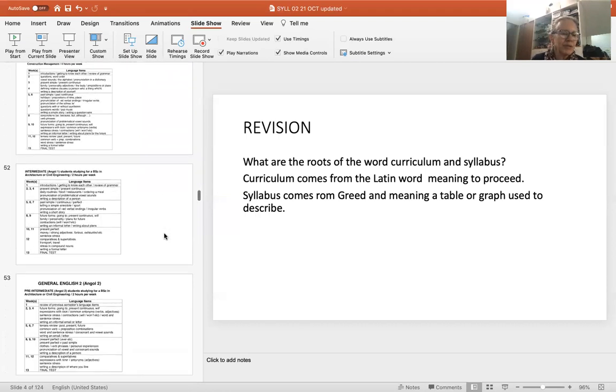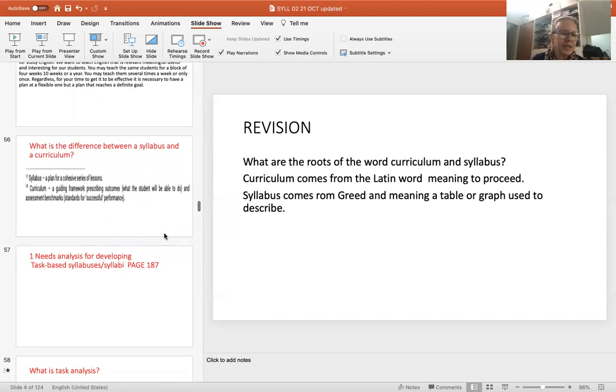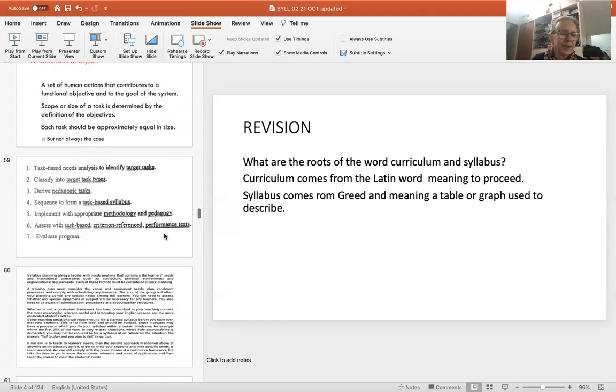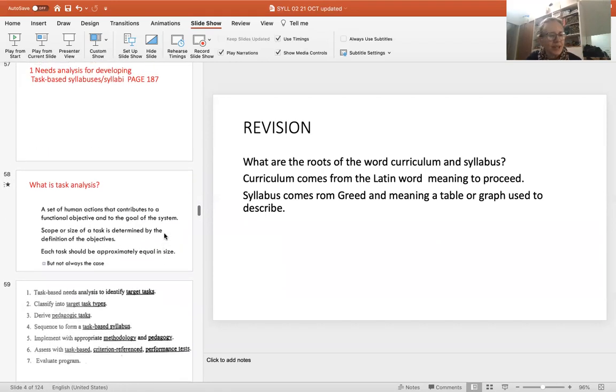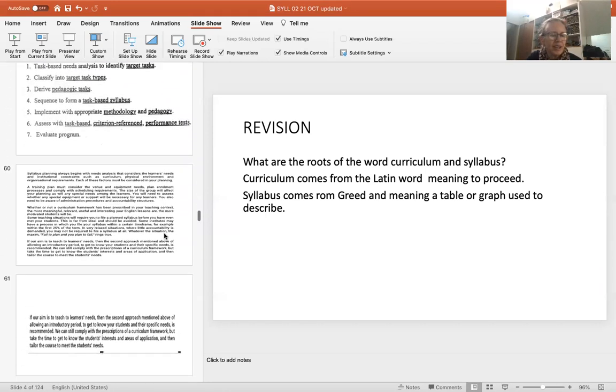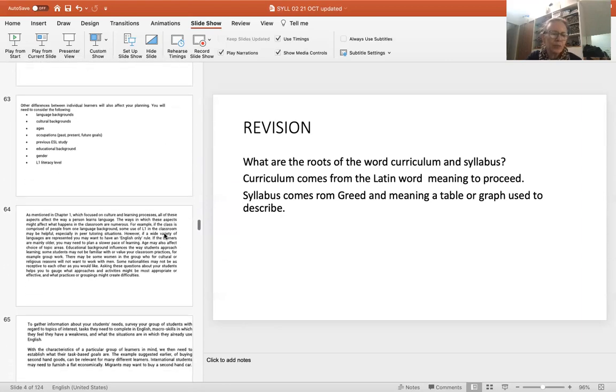We looked at examples of syllabi. We looked at task analysis. So in a syllabus, if you have a task, you're assessing by task, we need to look at how that task is formed and what's involved.